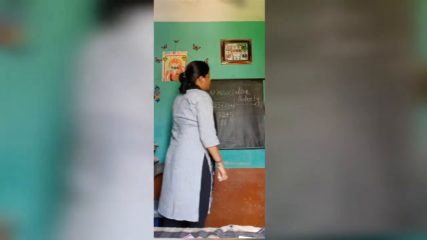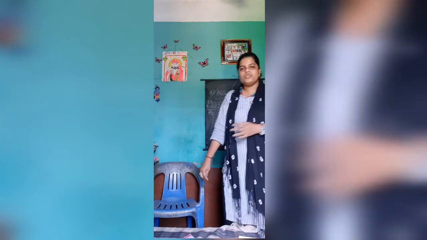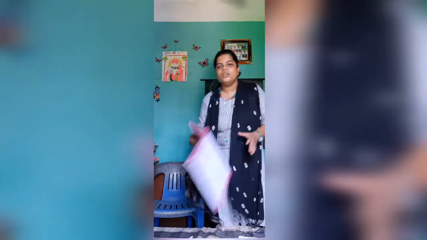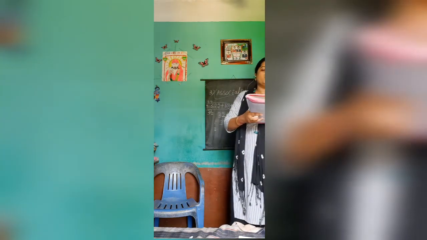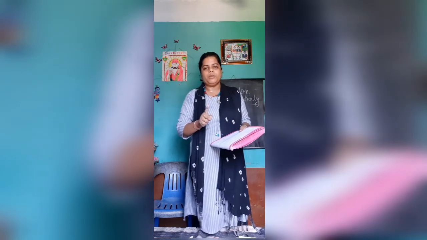Here are your 3 properties of addition. First property name is commutative property. Second property name is additive identity property. Third property name is associative property.